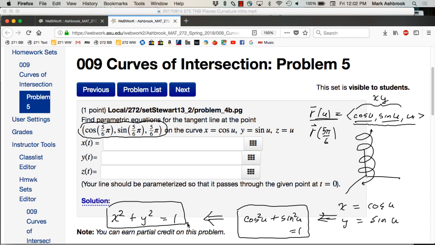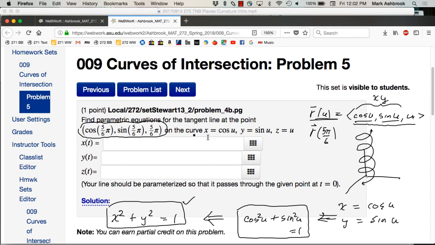So that spiral lives on this cylinder because the math agrees, right? The math of the spiral is consistent with the math of the cylinder for all points x, y. Okay, that was for free. You don't have to pay me for that.